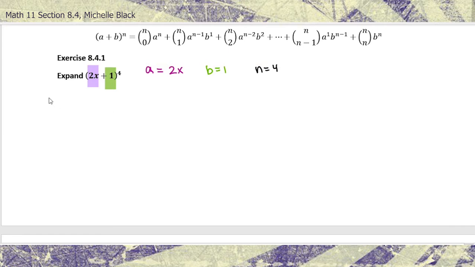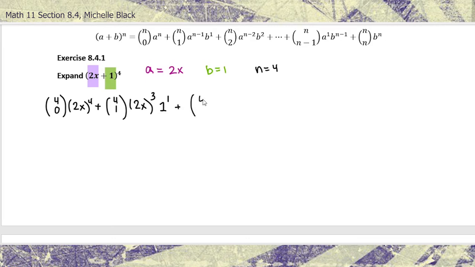So n choose 0 really says 4 choose 0. And then a to the power n is 2x to the power 4. Plus n choose 1, for us that's 4 choose 1. A to the n minus 1, or 2x to the 3, that's 4 minus 1, times b to the first power, well for us that's just 1.